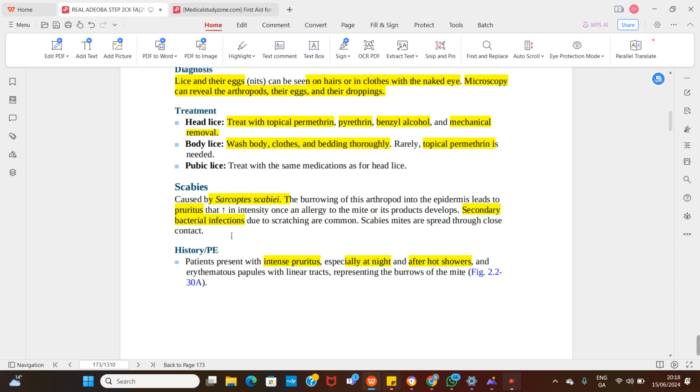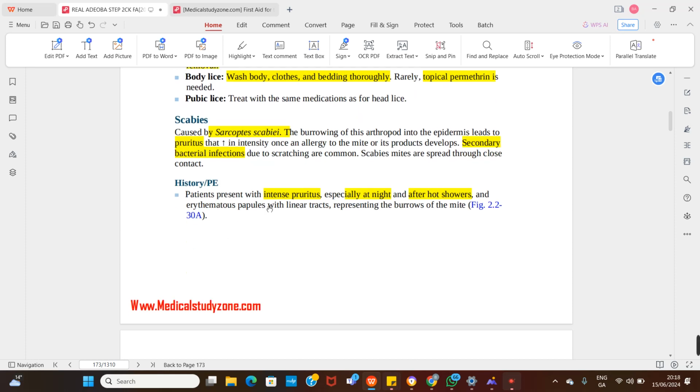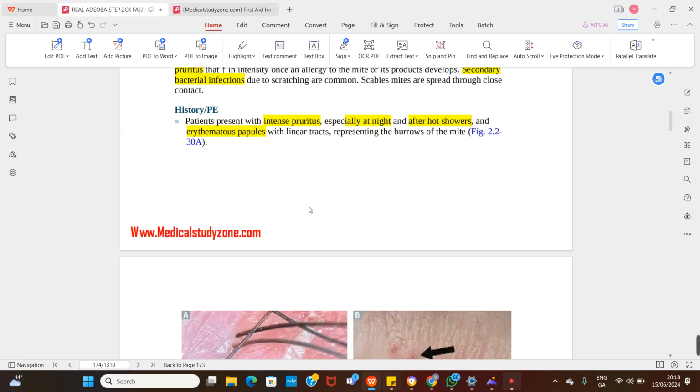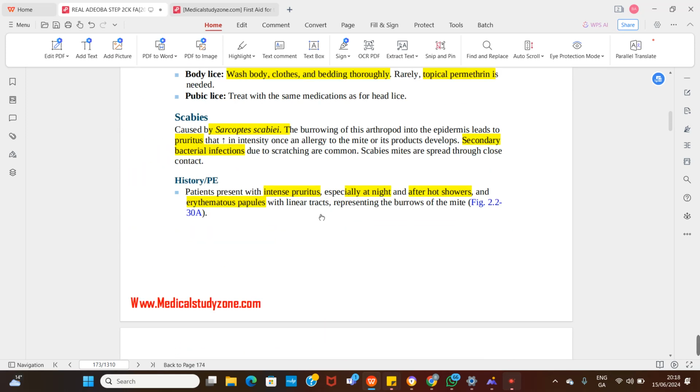So we should not forget the presenting symptoms, which is intense pruritus, which worsens at night or after taking hot showers. And what are we going to see? We are going to see erythematous papules with linear tract. So this linear tract is not specific for scabies because we can also see linear patterning in people with bedbug bite, the Cimex species.